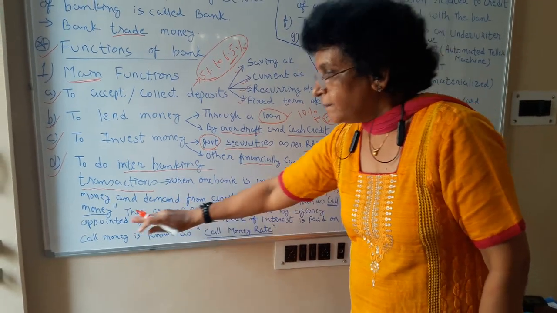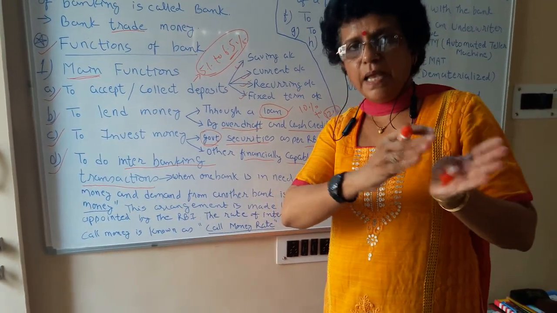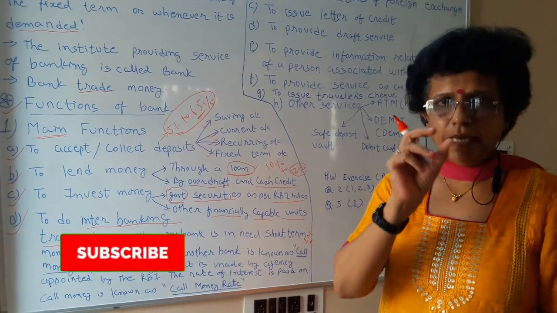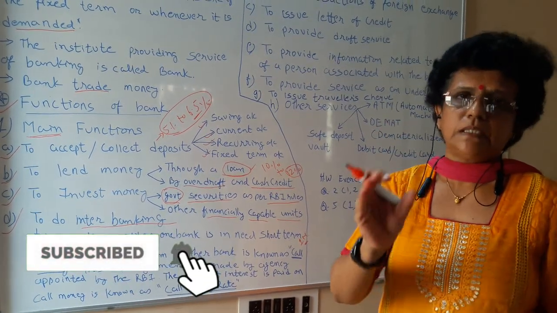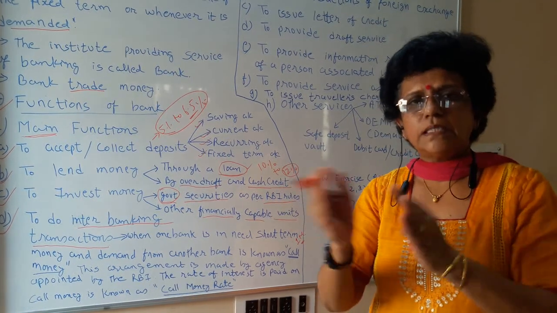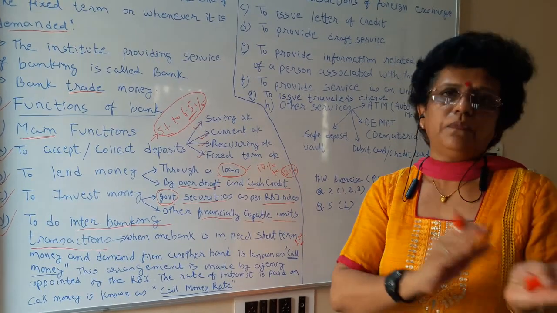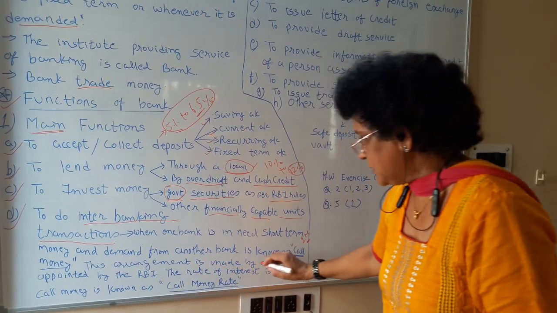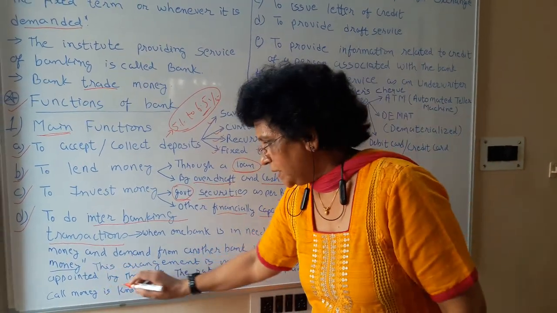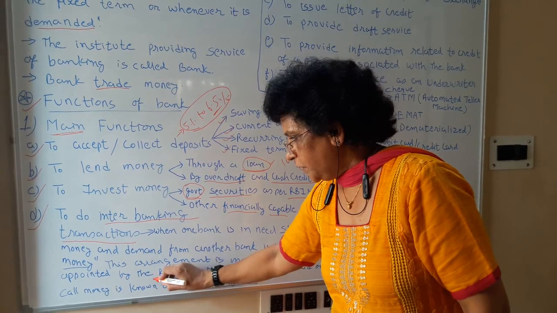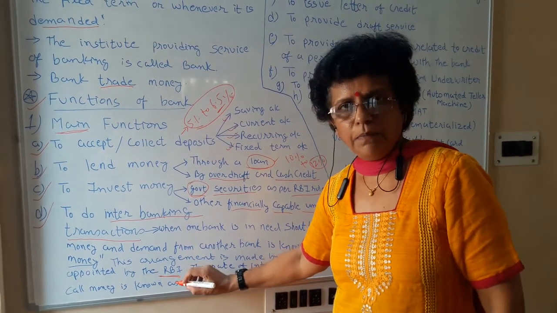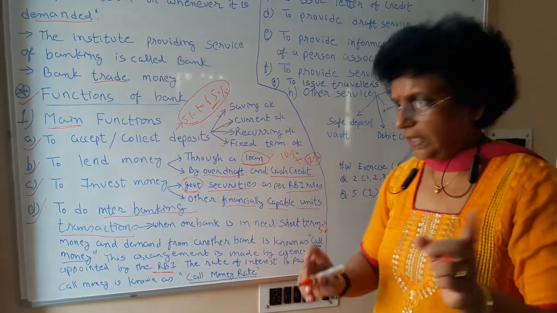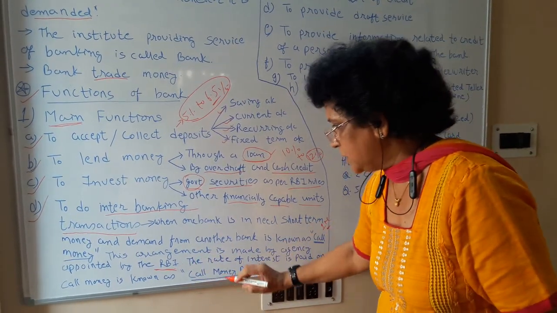Now in this system, one bank is not going to meet another bank. Here the RBI has appointed agencies to settle all these problems between one bank and another. So this arrangement is made by the agency appointed by RBI. For your MCQ you have to remember who made the arrangement for interbank transactions. So RBI makes the arrangement.